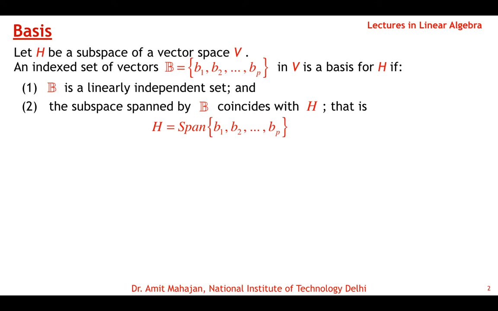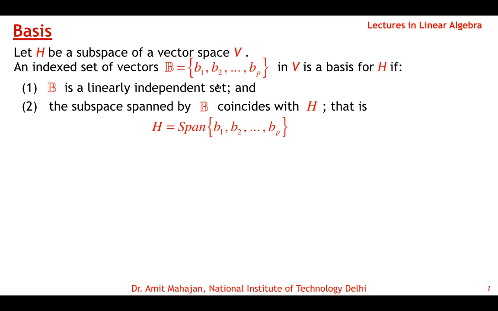So let us take the definition of basis. Let H be a subspace of a vector space V. If you are given a vector space V and there is a subset H which is a subspace of V, then an indexed set of vectors B having members b1, b2, and so on up to bp in V is a basis for H if two conditions are satisfied. The first is that this set is linearly independent. That means there is no member in this set which can be written as a linear combination of other members.